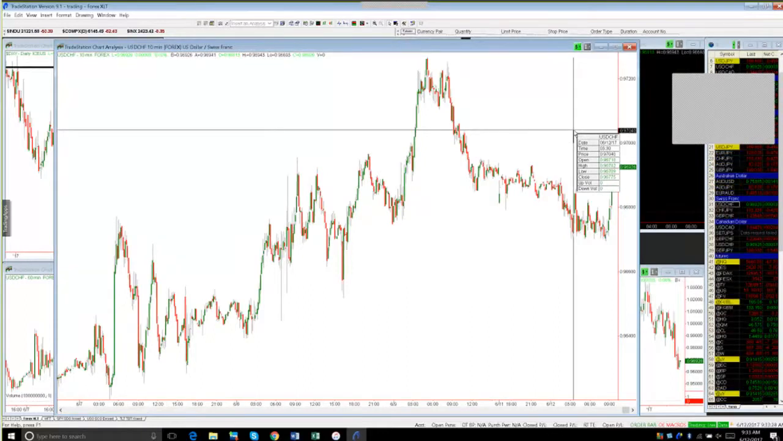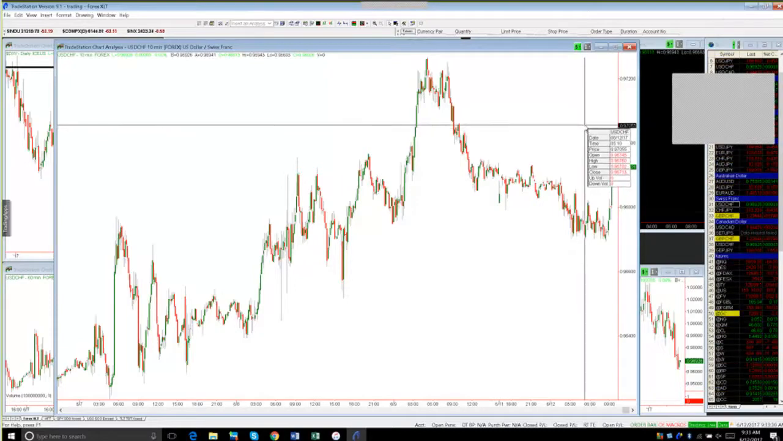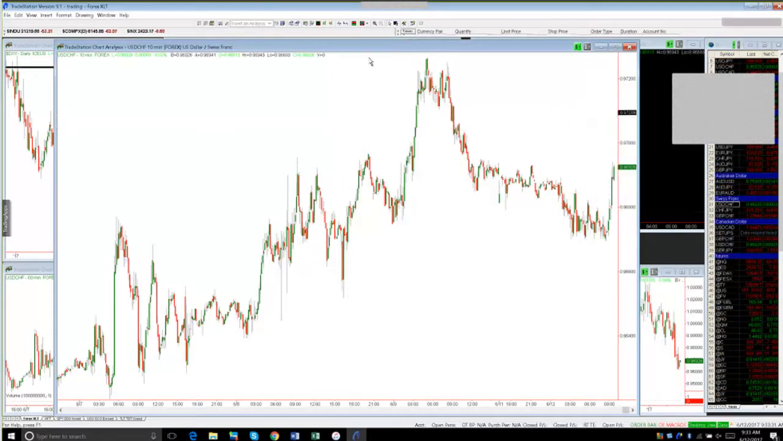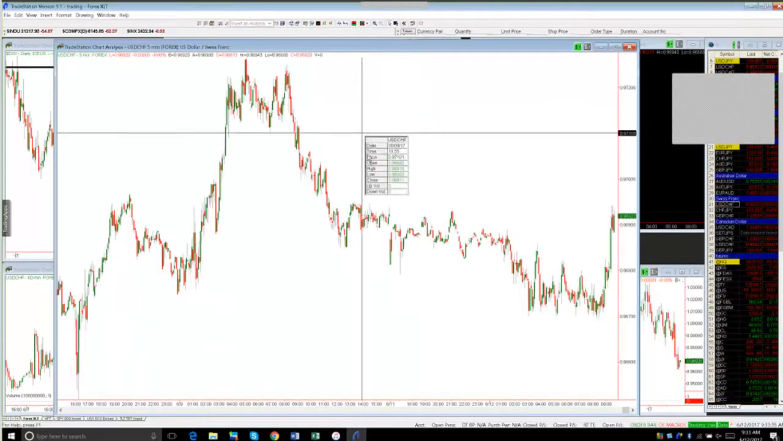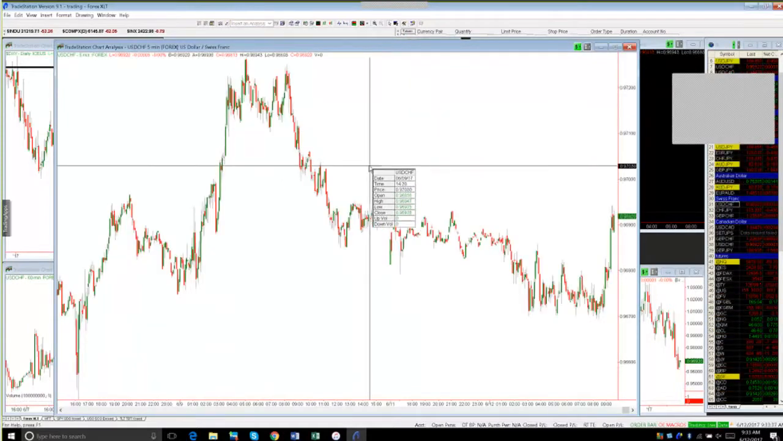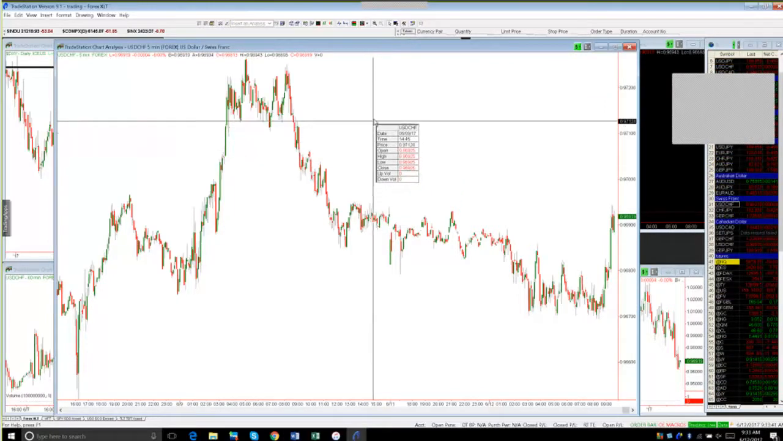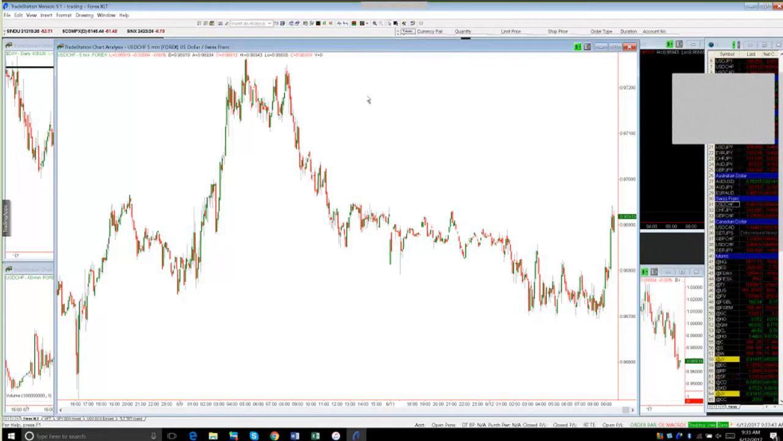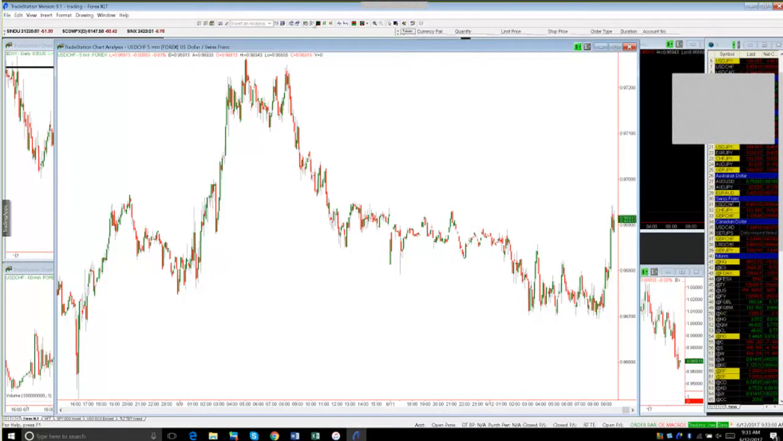Yeah, so right here, 97.04 will be our possible entry point. Kind of a big stop here. But yeah, I would expect this to turn lower right in this area.